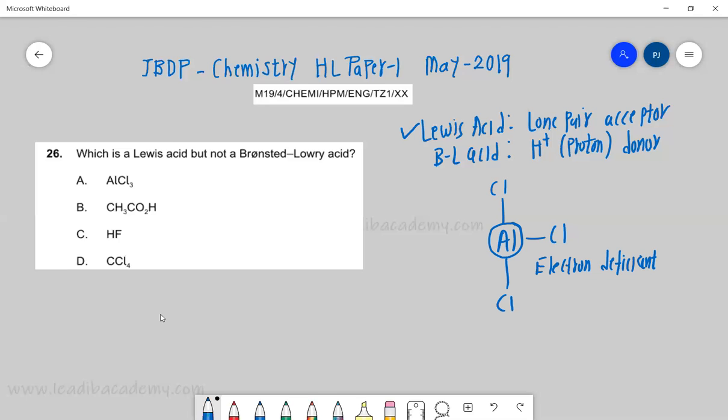Now let's look into whether it is a Bronsted-Lowry acid. It is talking about protons. Where is the proton? There is no proton at all. So that means it is not a BNL acid, because there is no proton.